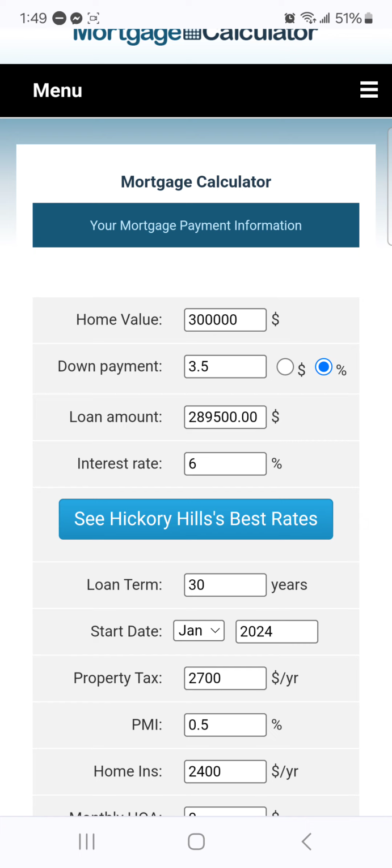So let's do an example here. You see that the home value we have is 300,000. We're saying down payment is 3.5%. Okay. Total loan amount is 289.5, which we don't really need to know that.